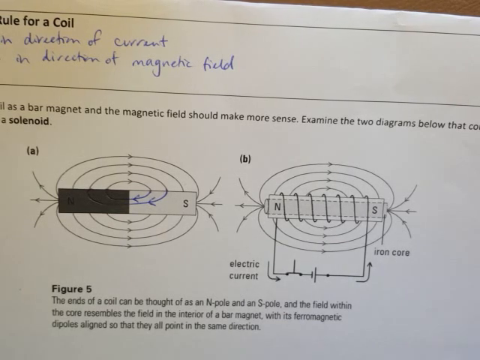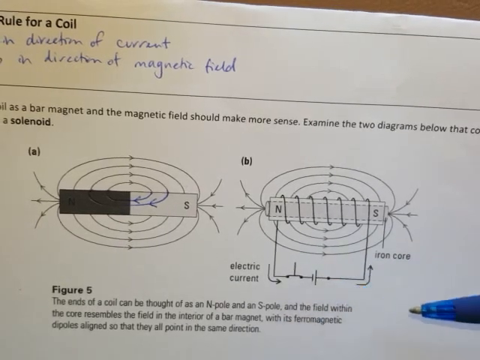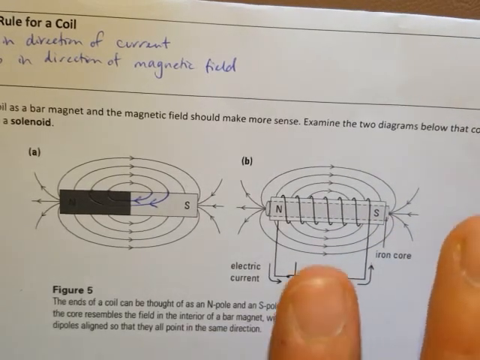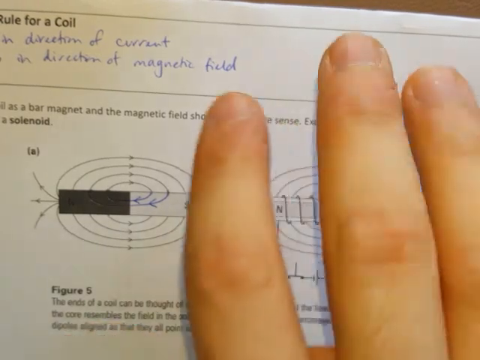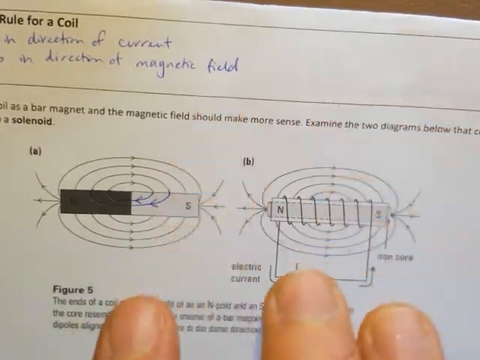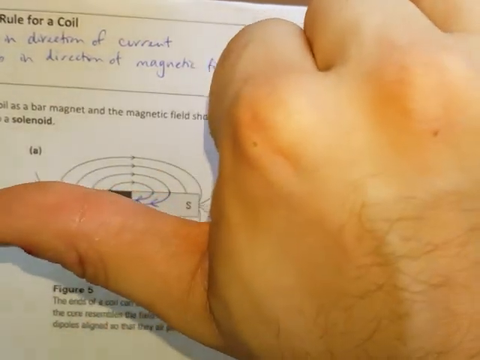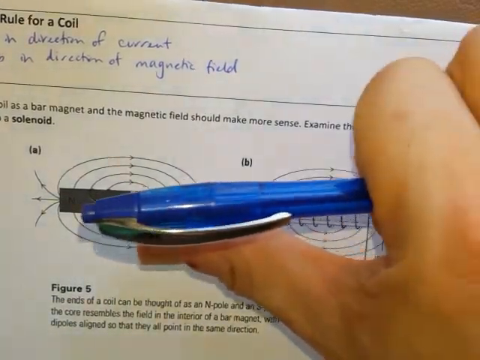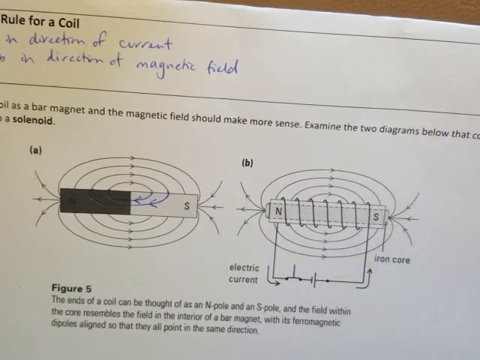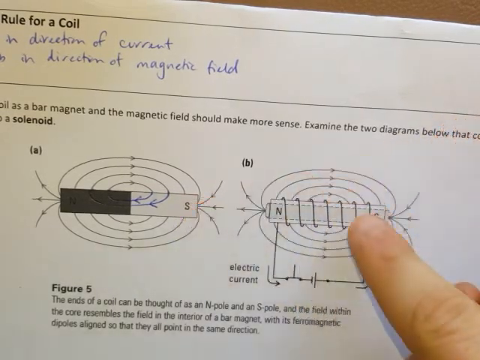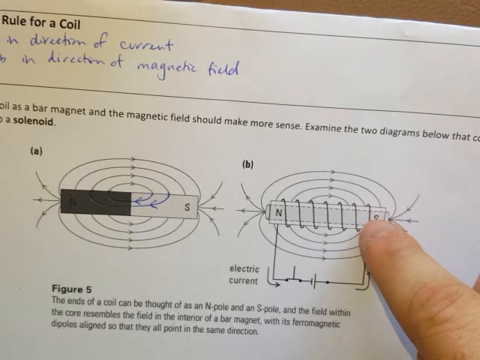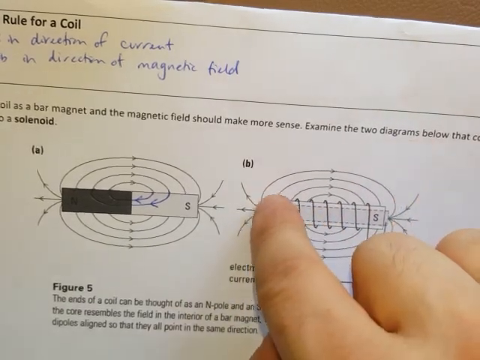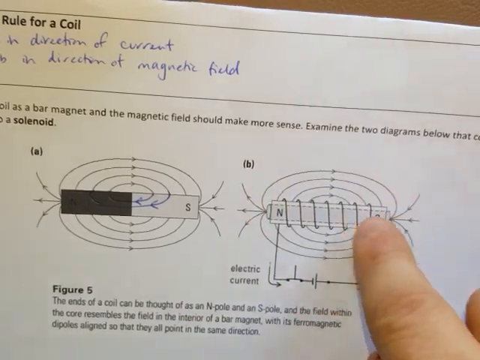Okay, so the take-home message here is that when you have a coil and you have electricity or an electric current passing through the coil, so your fingers are in the direction of the current, your thumb points in the direction of the magnetic field on the inside of the coil. Okay, so your thumb is pointing this way, so on the inside of the coil we have the magnetic field going from south to north, and then on the outside of the coil looping back around.